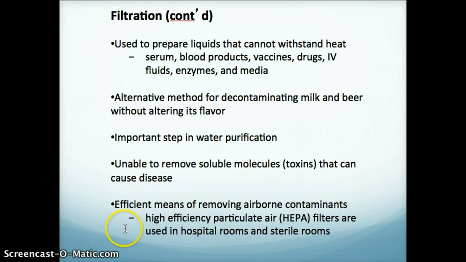And it's also a very efficient means of removing airborne contaminants. So you've probably all seen those HEPA filters that they use in hospital rooms. Some people even have them in their homes. And this just filters the air. It has a filtration system that the air flows through, and it traps things of a certain size that are bigger than their pore. So just the air gets through without the contaminants.